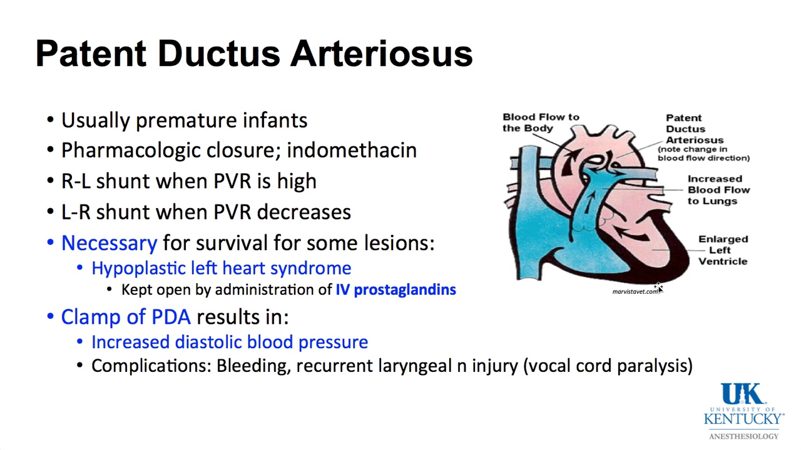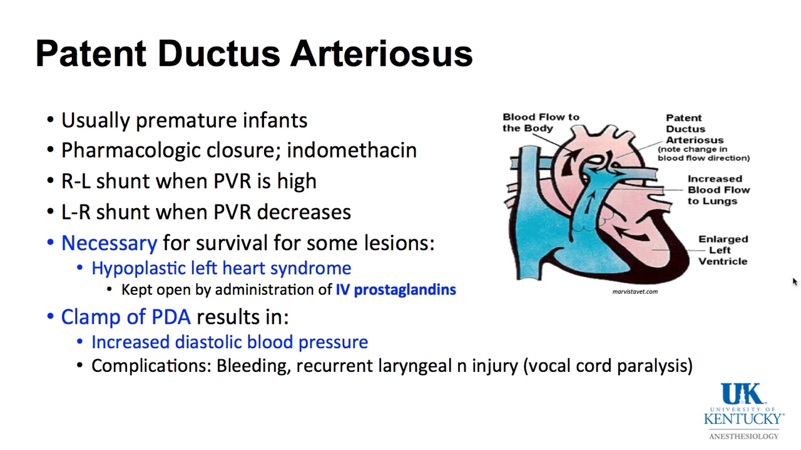PDA, or patent ductus arteriosus, is the next topic, often present in premature infants. We can close it pharmacologically occasionally by giving prostaglandin inhibitors like indomethacin. We will talk a little bit later about keeping it open, which can be done with prostaglandin infusions. So by blocking prostaglandins with indomethacin, you can close a ductus in some patients.